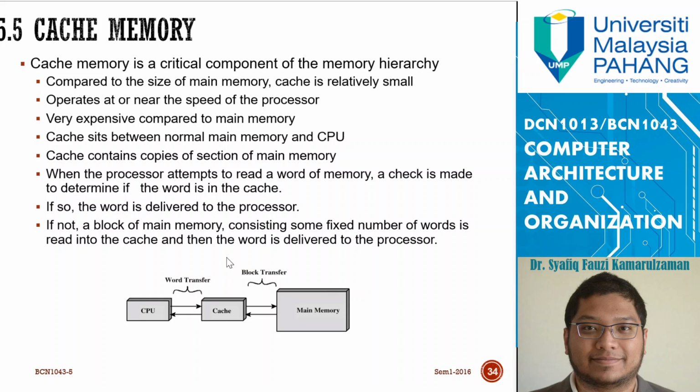Technically, how does it work? When the processor attempts to read a word from memory, a check is made to determine if the word is in the cache. It means that if they are looking for data inside the main memory, they check first in the cache. Is it available or not? If so, the word is delivered to the processor. If not, a block of main memory consisting of some fixed number of words is read into the cache. It means that if it is not available, they will refer to the main memory, take a block of the memory, and put it into the cache. From the cache they will use it. So this is one way of how you use cache memory.